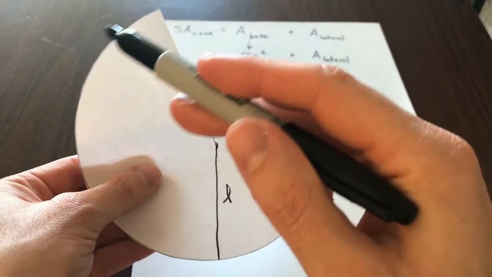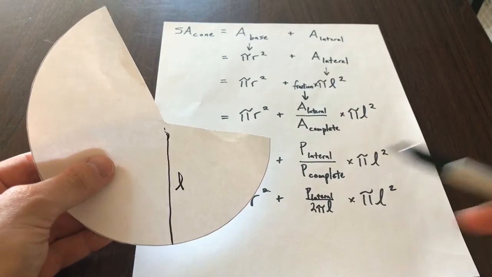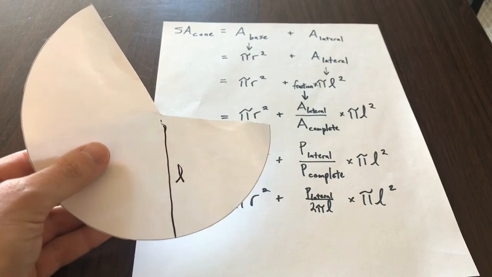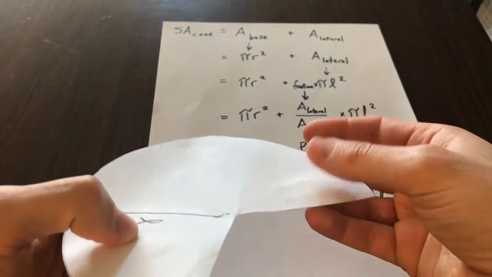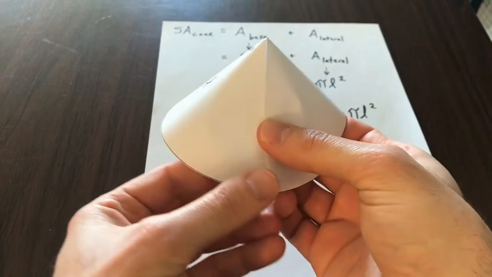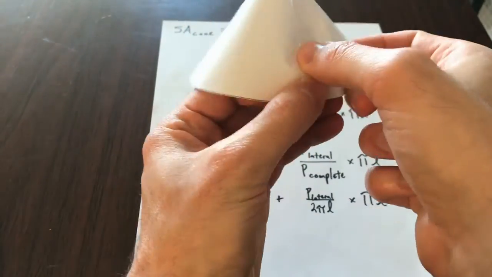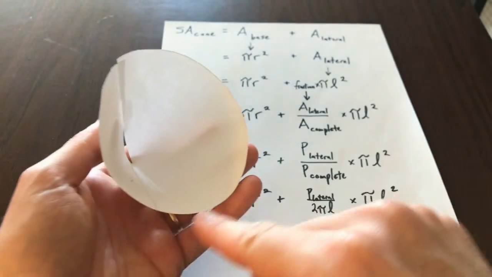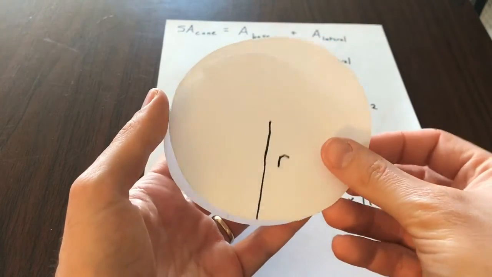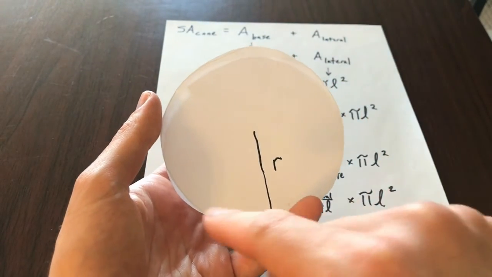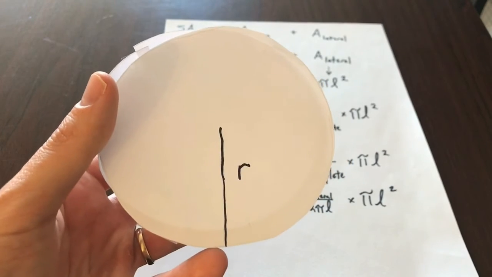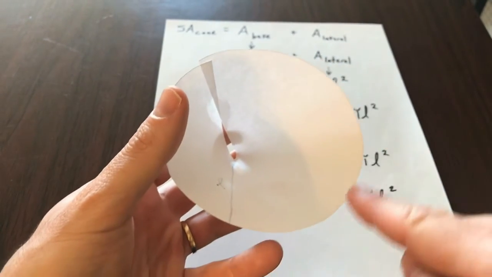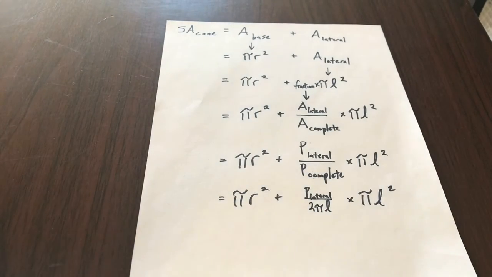What about the perimeter of the lateral surface? If it were a complete circle, it would be easier, but it's not. So let's do something clever. Let's take our lateral surface and fold it back up the way that it started. Notice that the perimeter of the lateral surface is the same as the circumference of the base of the cone. Therefore, the circumference of the base is 2 pi r, which again is equal to the perimeter of the lateral surface. So we can go and plug that into our equation.